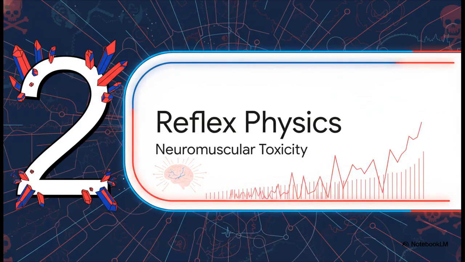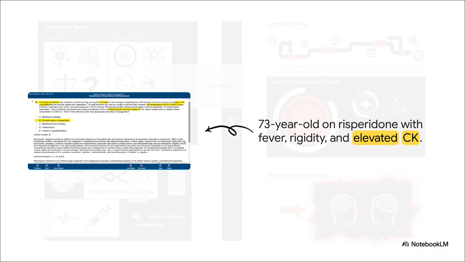Moving right along to Module 2, Automated Reflex Physics, Neuromuscular Toxicity. Take a look at this classic board presentation. A 73-year-old woman treated with risperidone is brought in confused, with a temp of 39.4 degrees Celsius, rigid extremities, and a massive creatine kinase spike of 2,000. Getting this wrong isn't just a charting error, it is a fatal management mistake.